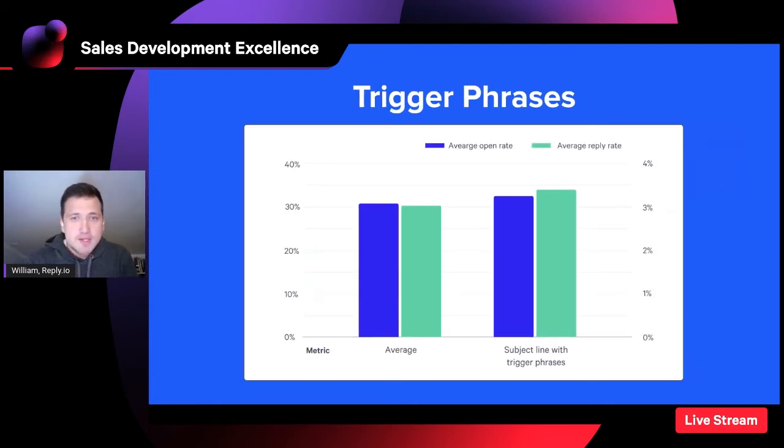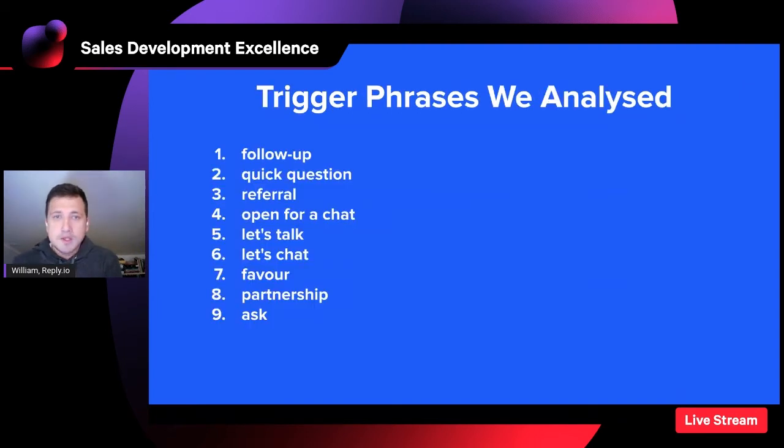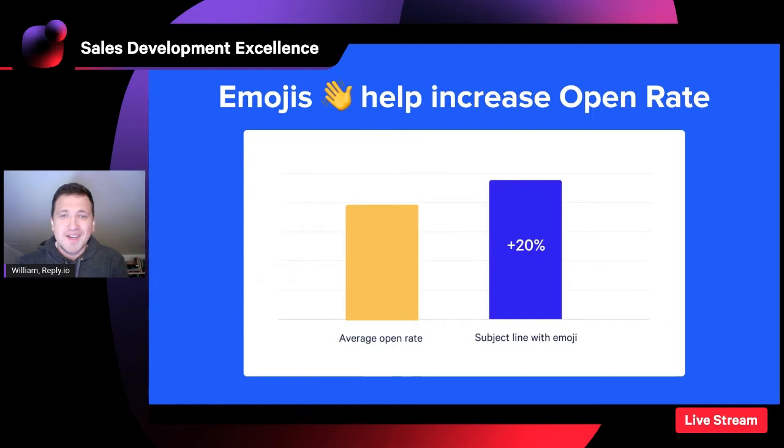Then we analyzed trigger phrases. As I mentioned before, as you can see here, those phrases allow us to increase average reply rate, which is awesome, and slightly increase average open rate. So what phrases did we analyze? Words like follow-up, quick question, referral, open for a chat, let's talk, let's chat, favor, partnership, ask. All those phrases help you increase your open rate and basically reply rate. Probably because you're more specific, or I don't know, for some reason it works, right?